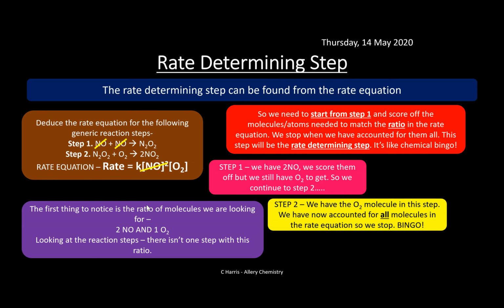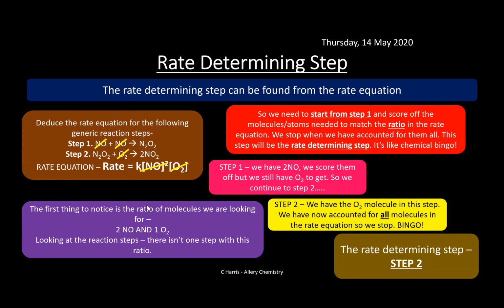Just shout chemistry bingo, or just chemistry, or yay, or whatever you want to say. So we've cancelled them all off, as you can see. So that means our rate determining step must be step 2, because it's in that step that we've scored off all the elements in our rate equation. So it's fairly straightforward.